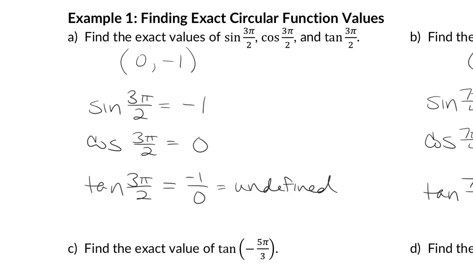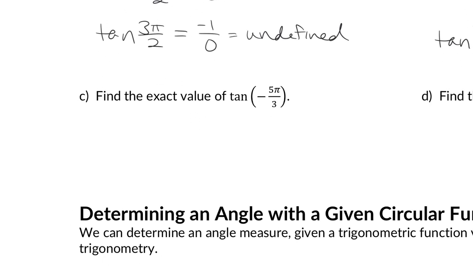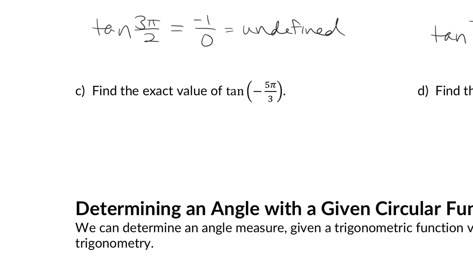Okay. Now it can get a little bit more complicated. Like maybe let's say I ask you to find the exact value of tangent of negative 5 pi over 3. Ooh, negative directions are not written on my unit circle. But what can we do instead?